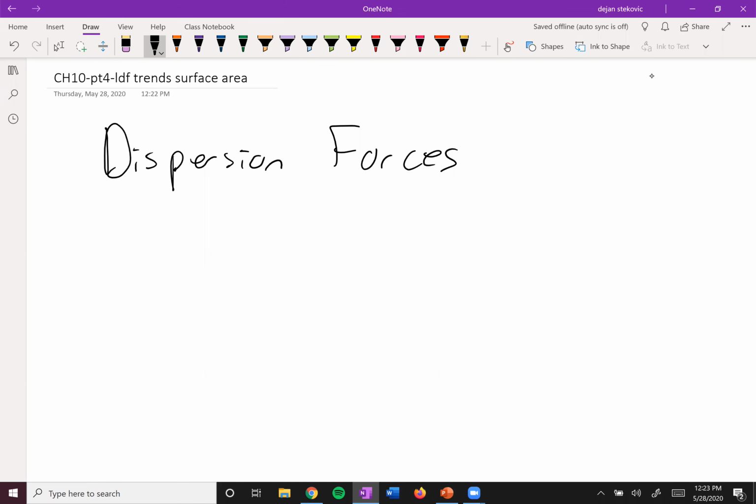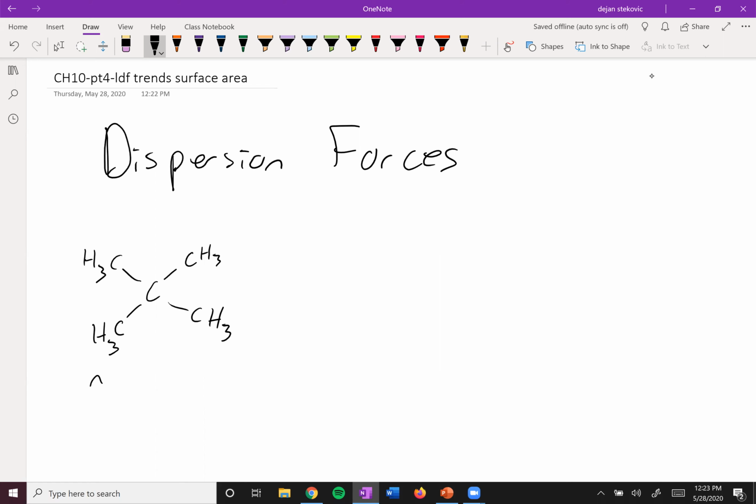All right, so we talked about how bigger size means more London dispersion forces and thus higher boiling points. But what about things that are of the same size? Are there any other useful information we can pull from this? And the answer is yes. So let's take a look at these 5 carbon hydrocarbons, right?